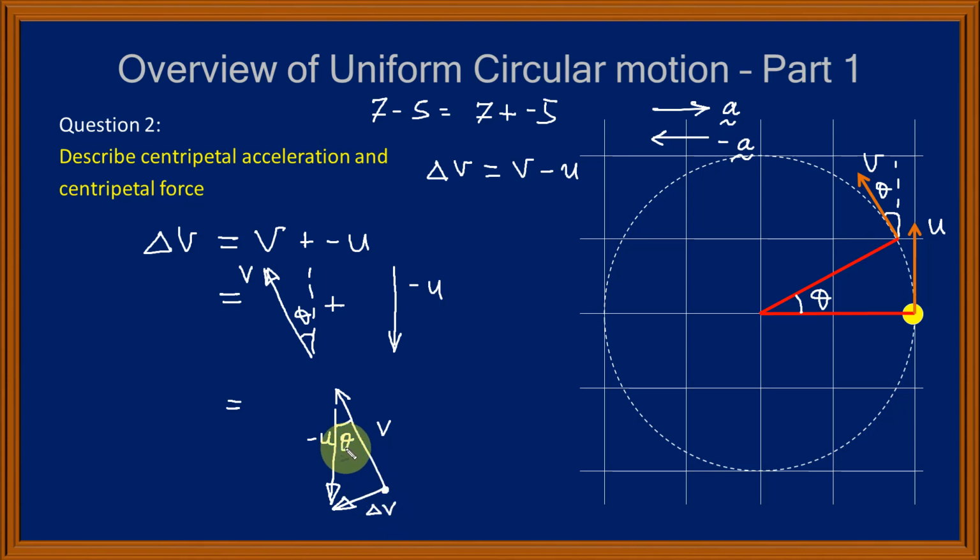This is the change in velocity. When this angle theta is made to be very, very small, this delta V, the change in velocity, is found to point towards the center of the circular path. This is delta V, pointing towards the center of the circular path.